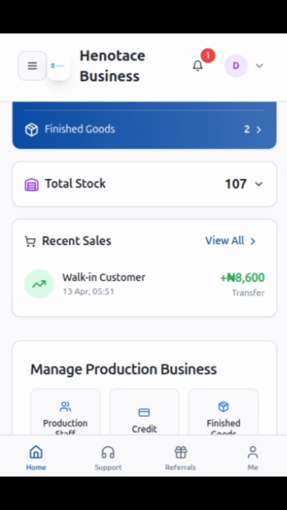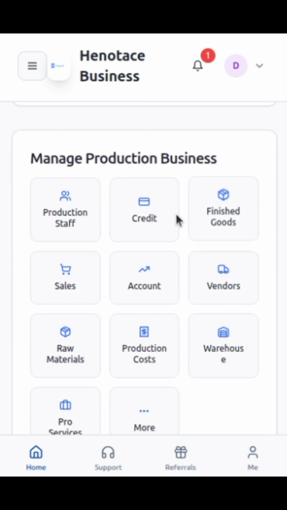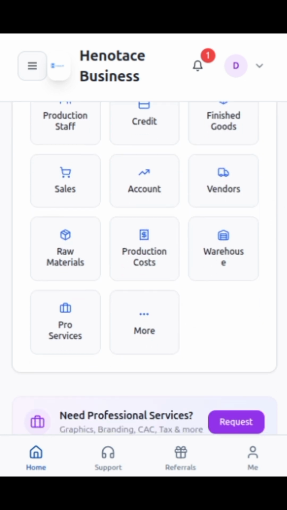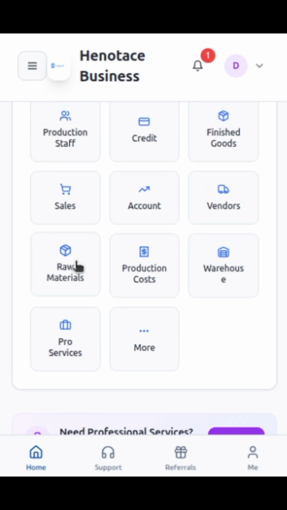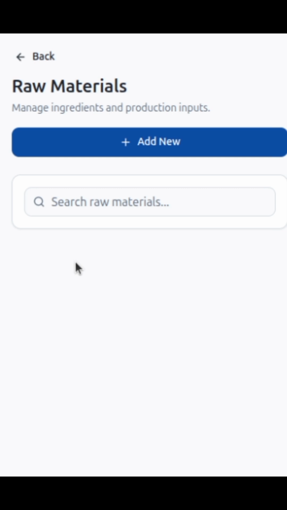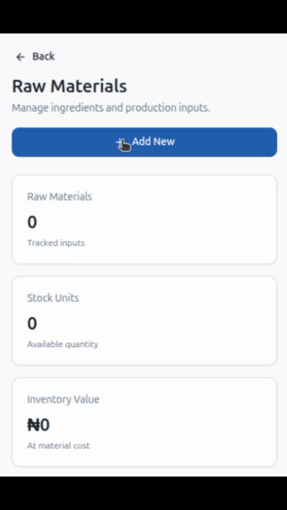So the way it works now is this. Underneath, you see production staff, you see credit, you see finished goods. Finished goods are the ones that have been produced already. Then you see raw materials, you see production cost, account, and basically everything you need for your production business. Raw materials talks about the materials you need to be able to produce.